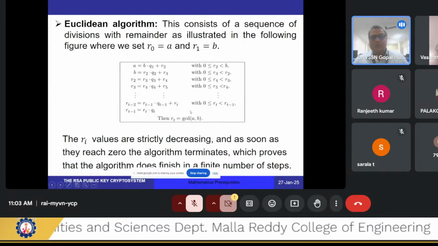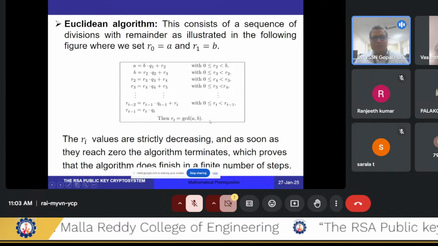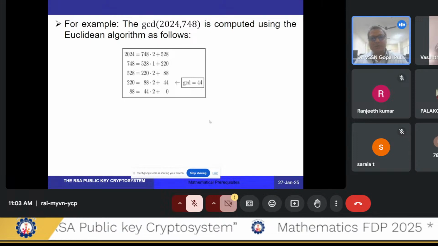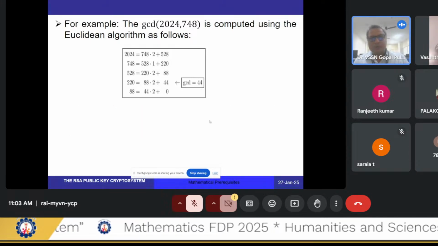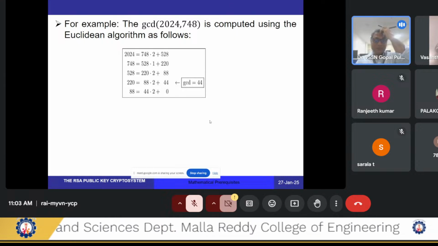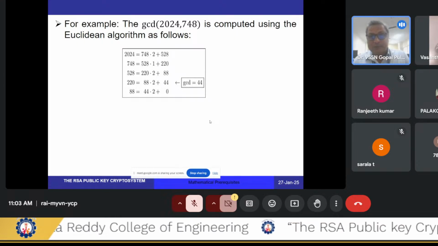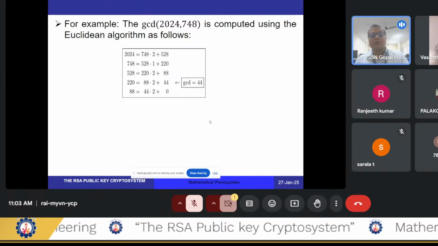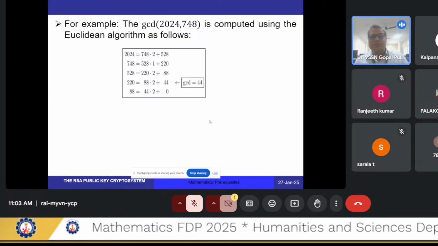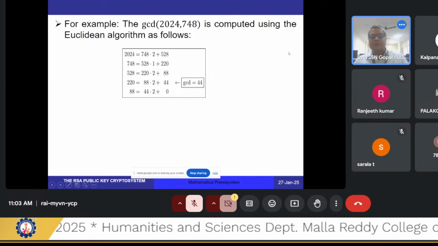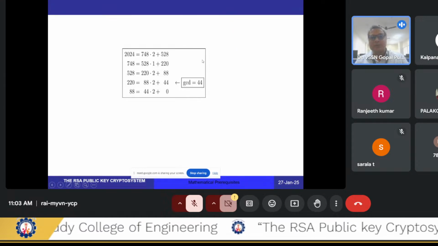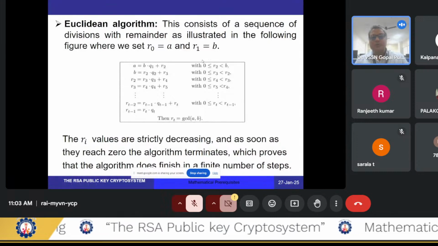Let us work on a simple problem so that the whole process is clear to you. We considered two numbers, 2024 and 748, and we try to work out the GCD of both numbers. If we apply the algorithm just shown, what do we do initially?